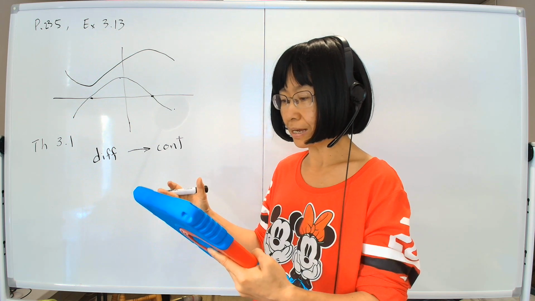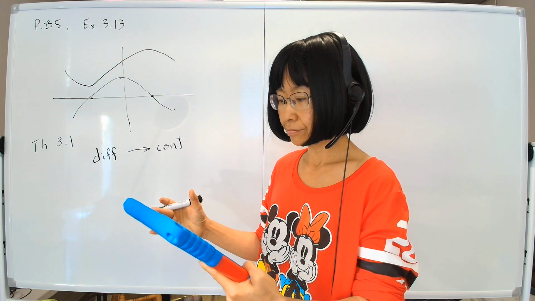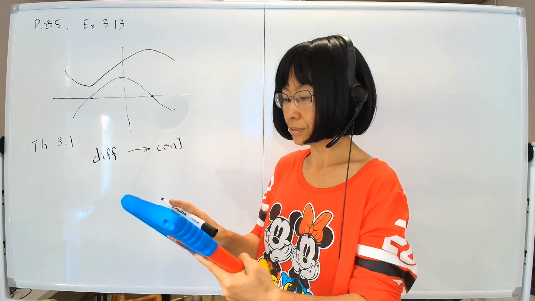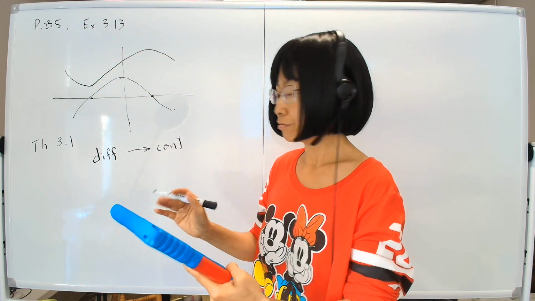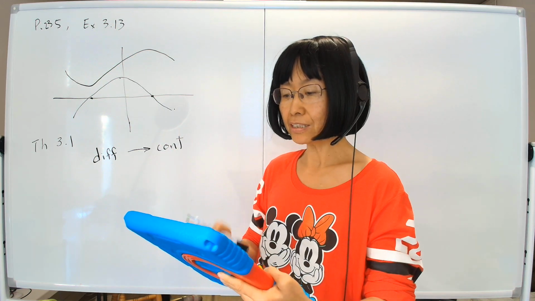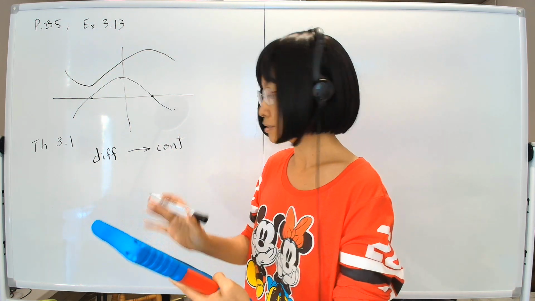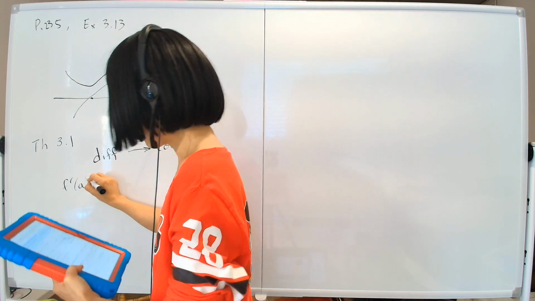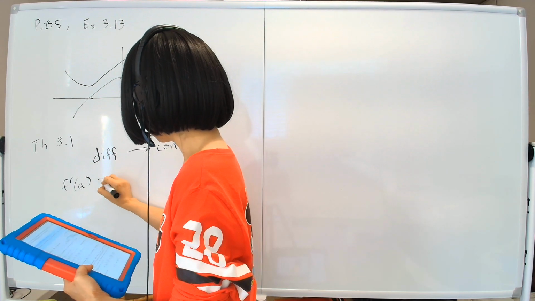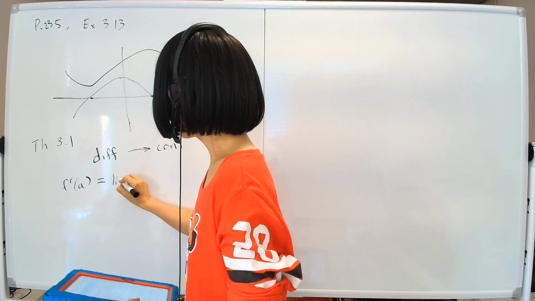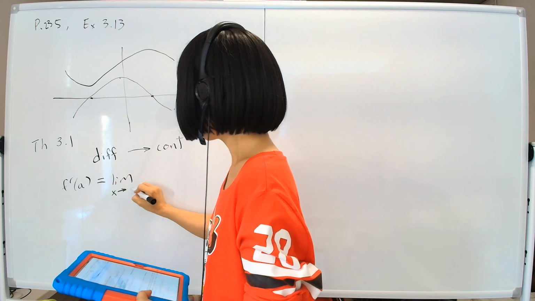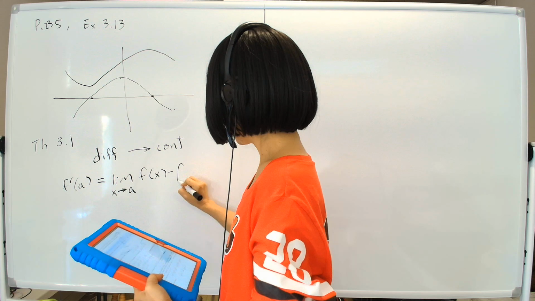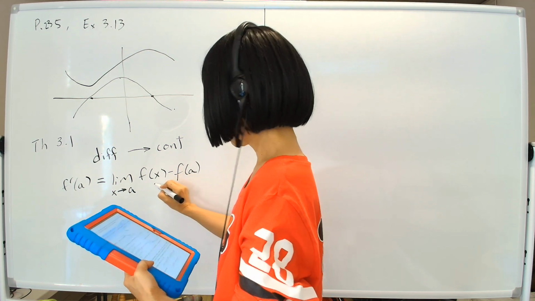To prove that, we have to show the definition of continuity. Here's what we're given. Differentiable at a certain point, let's say A, means this particular equation exists: f prime of A equals the limit as x approaches A of f of x minus f of A, over x minus A.